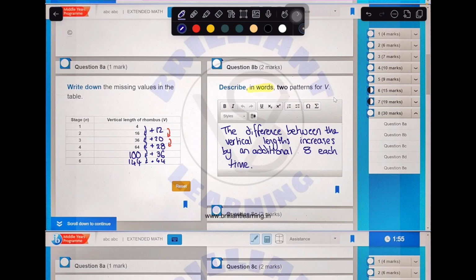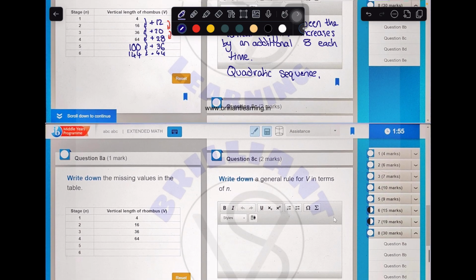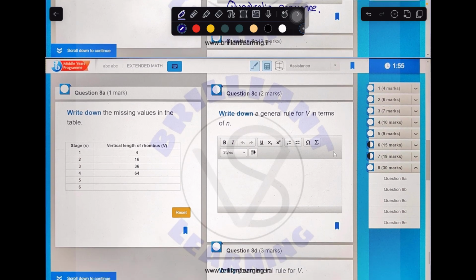Therefore, what you need to note here is that that is the clue that this is a quadratic sequence. So quadratic sequence would give you your second mark, okay? Moving on, write down a general rule for V in terms of N.